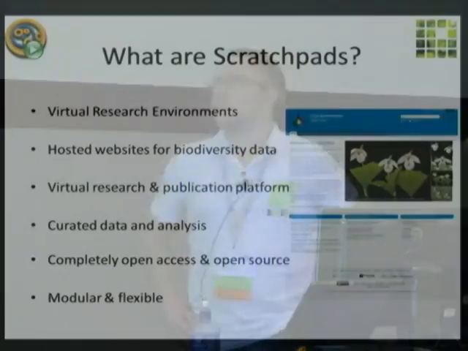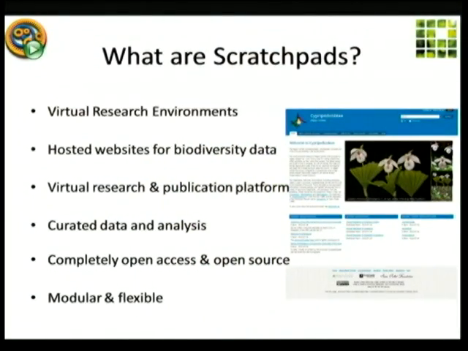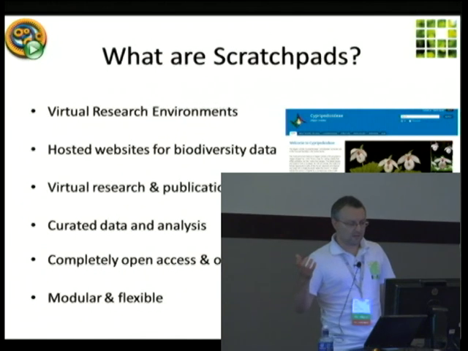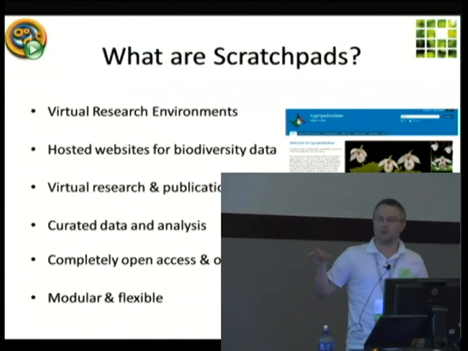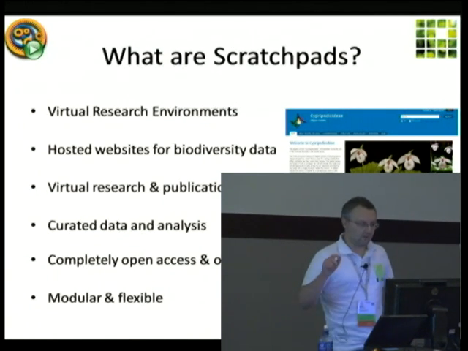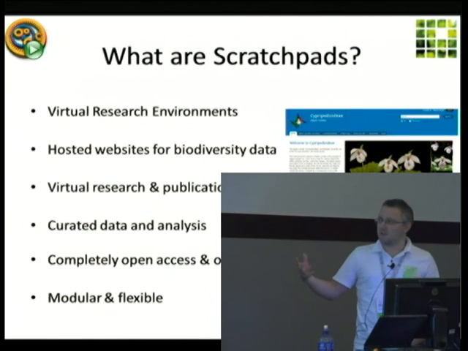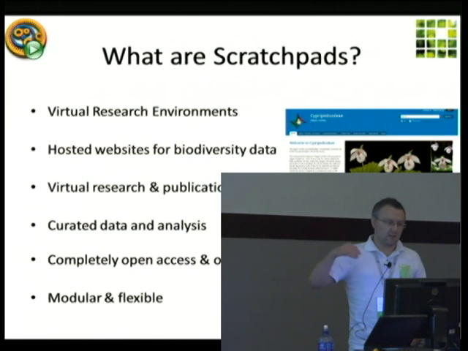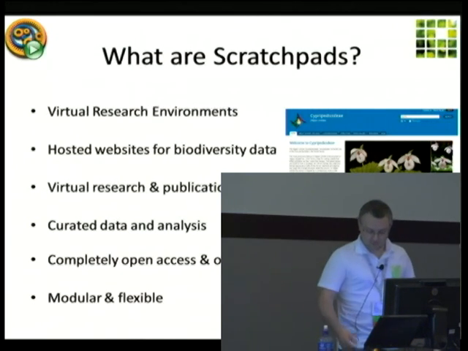So what are Scratchpads? They're virtual research environments, hosted websites for biodiversity data. They're a research and publication platform. And they're very similar to, if anyone saw the Triple presentation yesterday, very similar to that. There's some curated data and analysis in there. And the code is all completely open access and open source. Very flexible, very modular system.